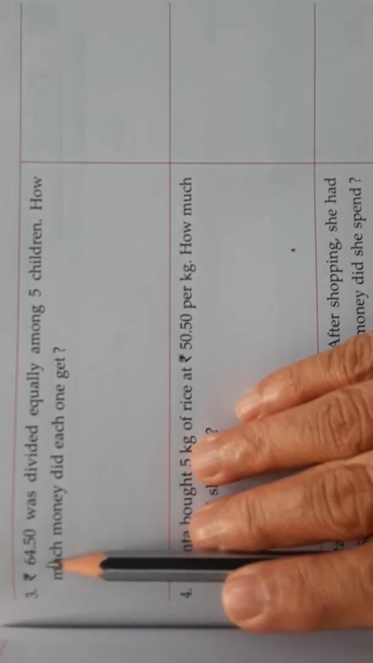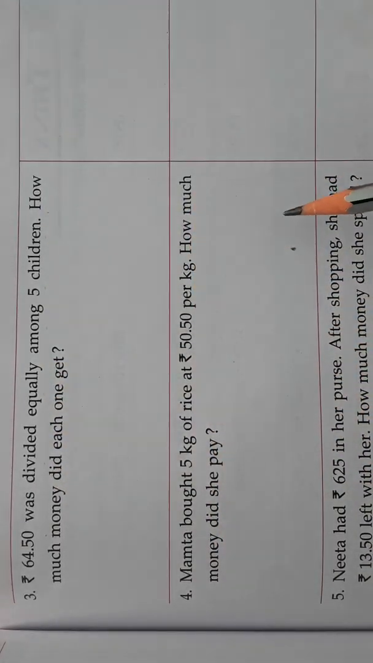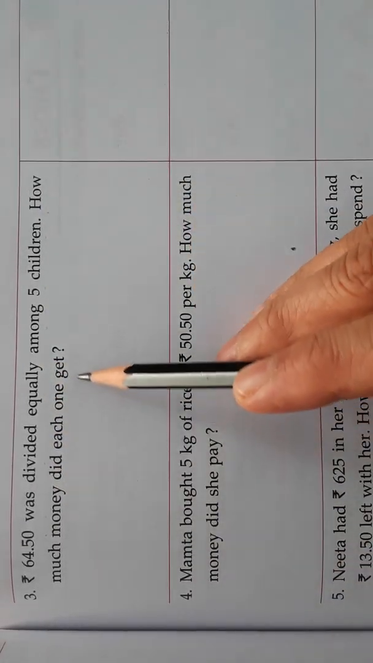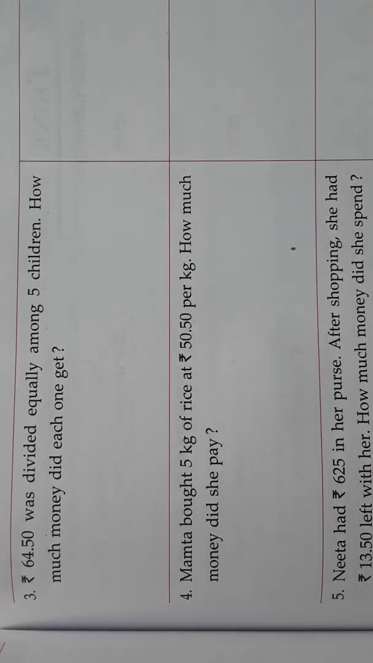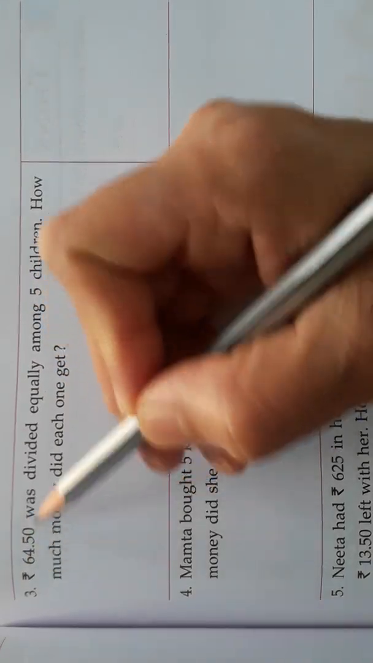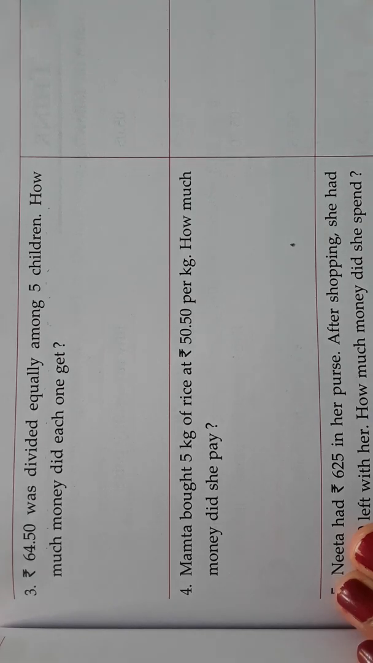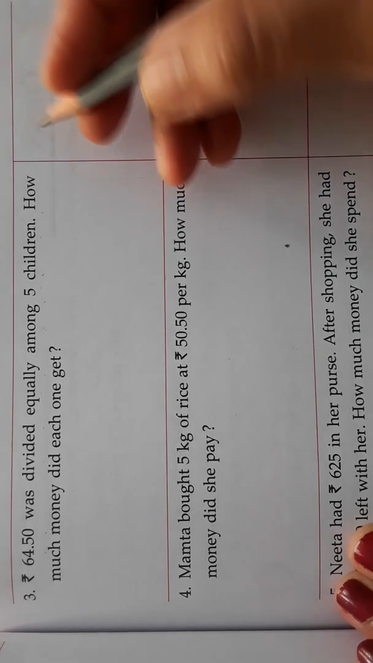See here the third sum. 64 rupees 50 paise was divided equally among 5 children. How much money did each one get? What is the operation you should do here? Division. The total amount is 64 rupees 50 paise, divided equally among 5 children. So what we should do? We should do division.